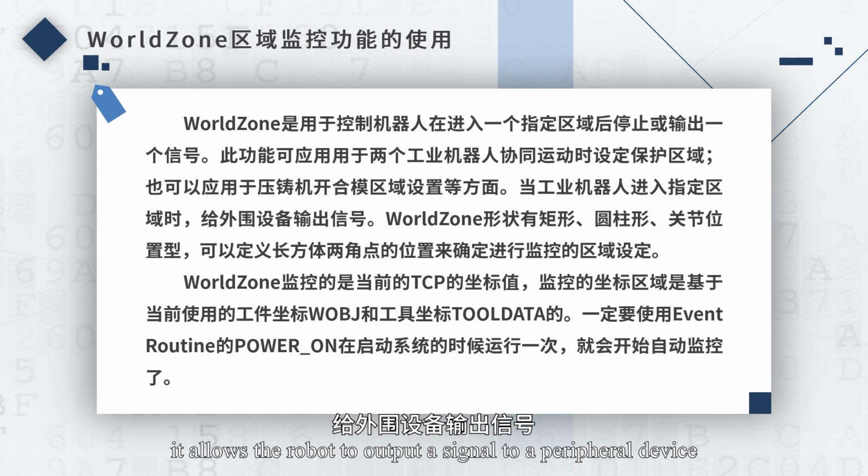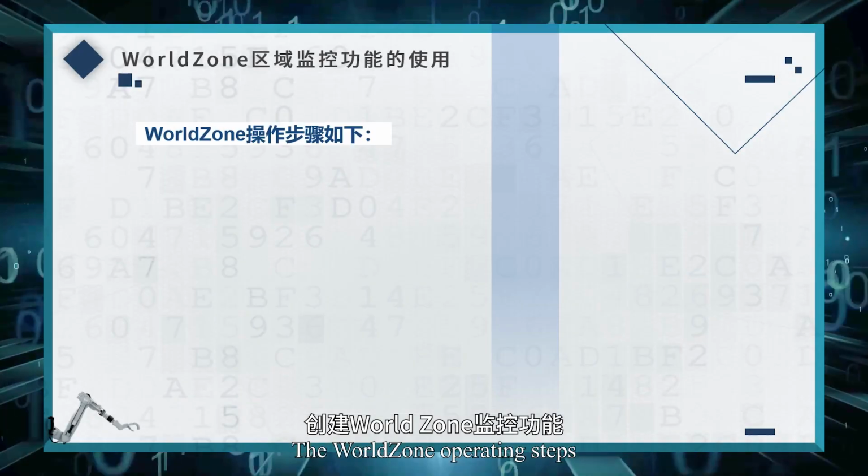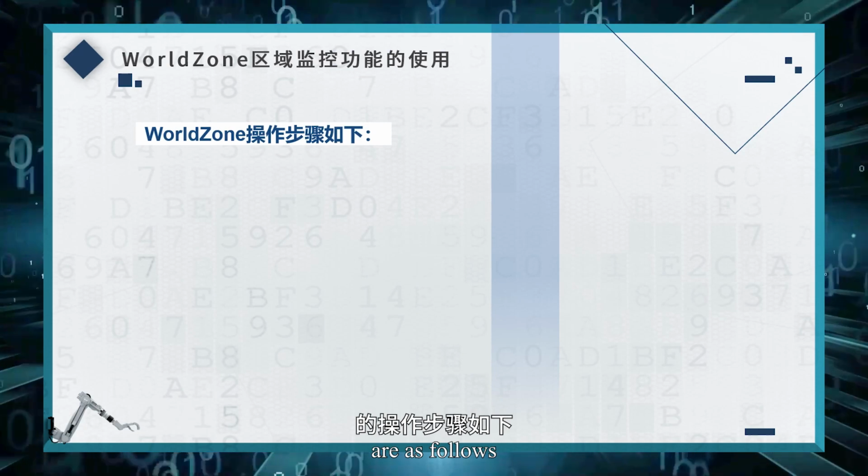to a peripheral device. The world zone includes a rectangle, a cylinder, or a joint shape. It can define the zone for monitoring based on 2 points of a rectangular prism. The world zone operating steps are as follows.